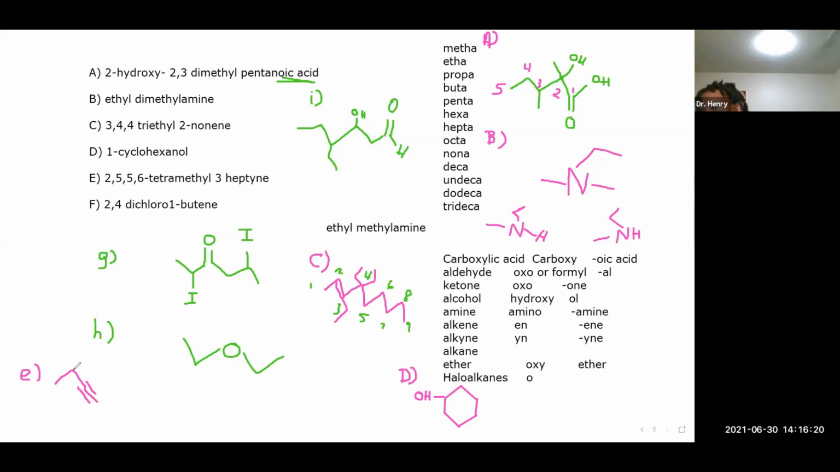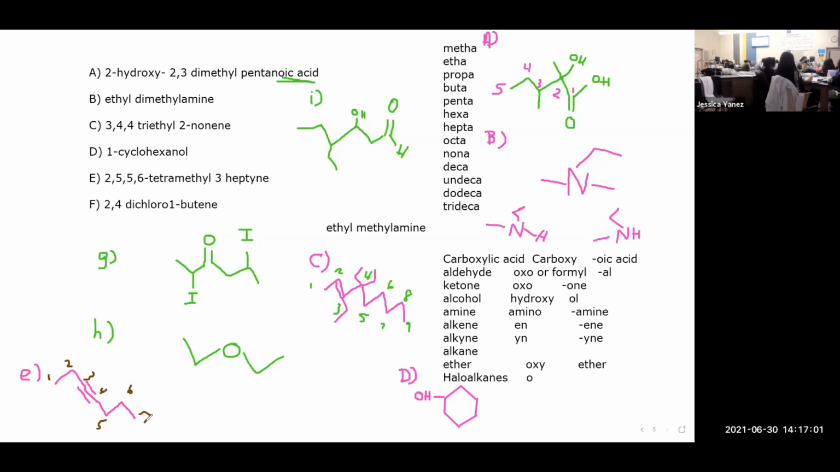That's 1, 2, 3, 4, 5, 6, 7. Right? Okay, we got 7, right? And the third carbon is a triple bond. So that's 1, 2, 3, 4, 5, 6, 7. Okay, and what else?